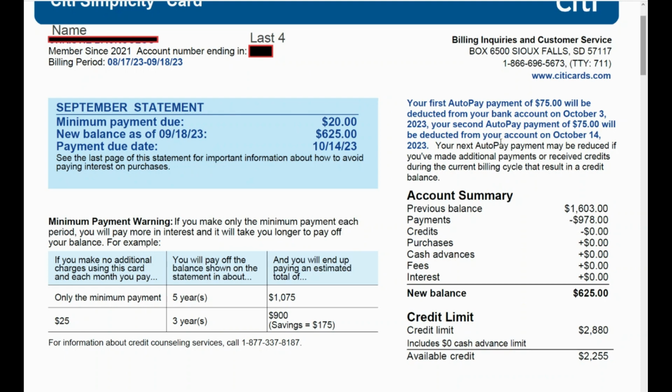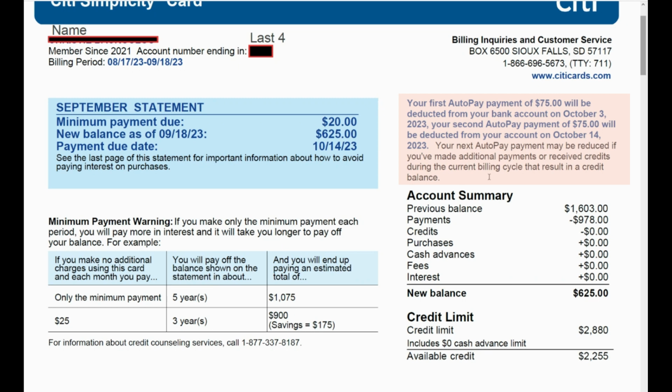To the right hand of this basic minimum payment information box, this blue box, you have information on your auto payment. Your first auto payment of $75 will be deducted from your bank account on October 3rd, 2023. Your second auto payment of $75 will be deducted from your account on October 14th, 2023. Your next auto payment may be reduced if you've made additional payments or received credits during the billing cycle that results in a credit balance.